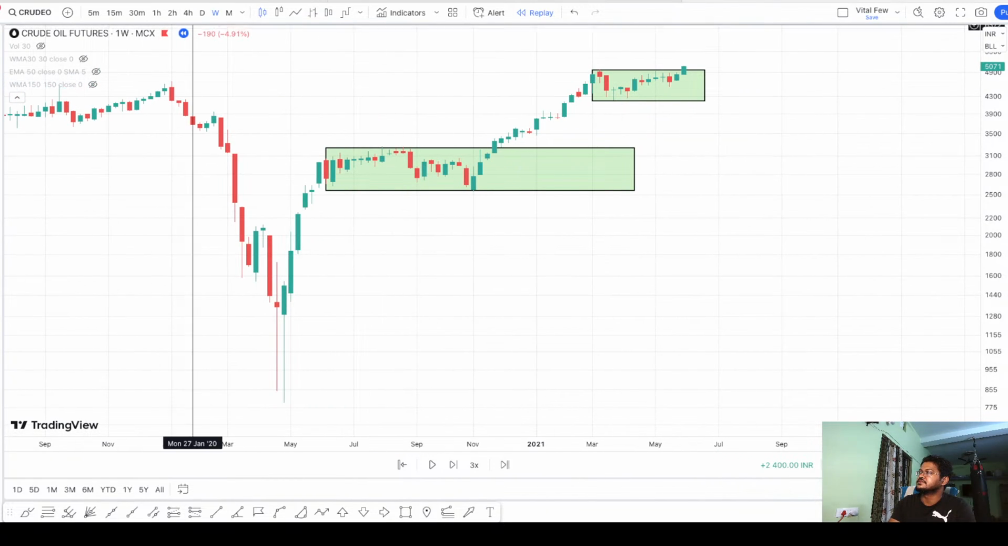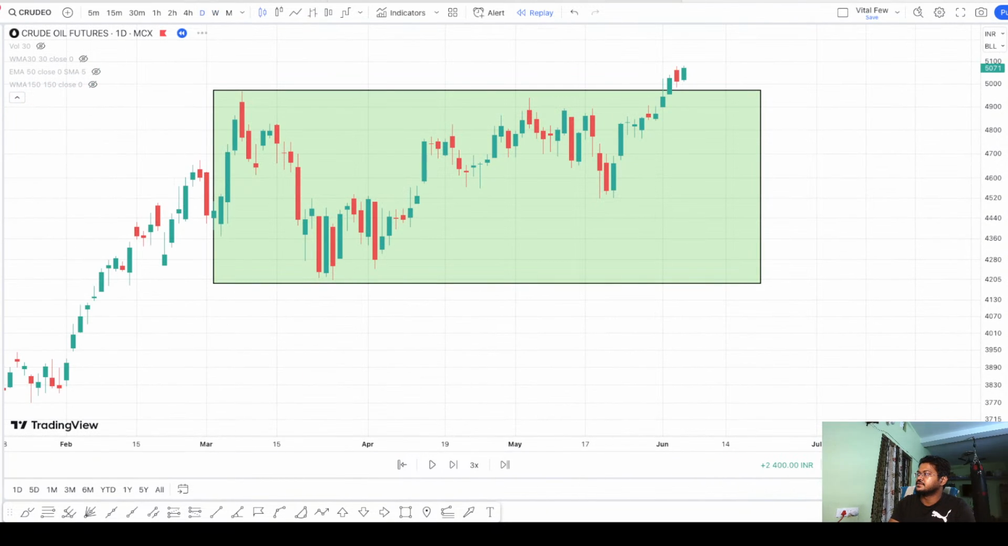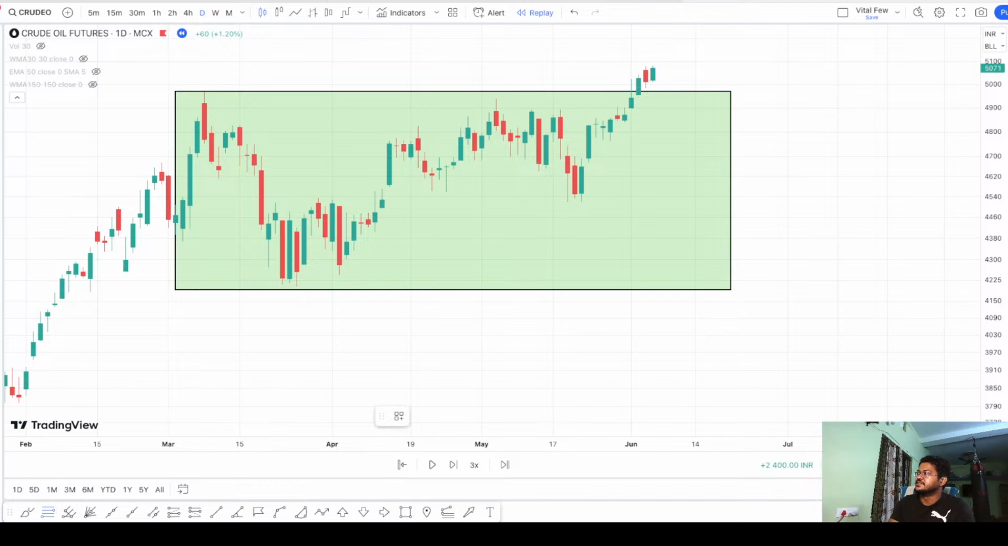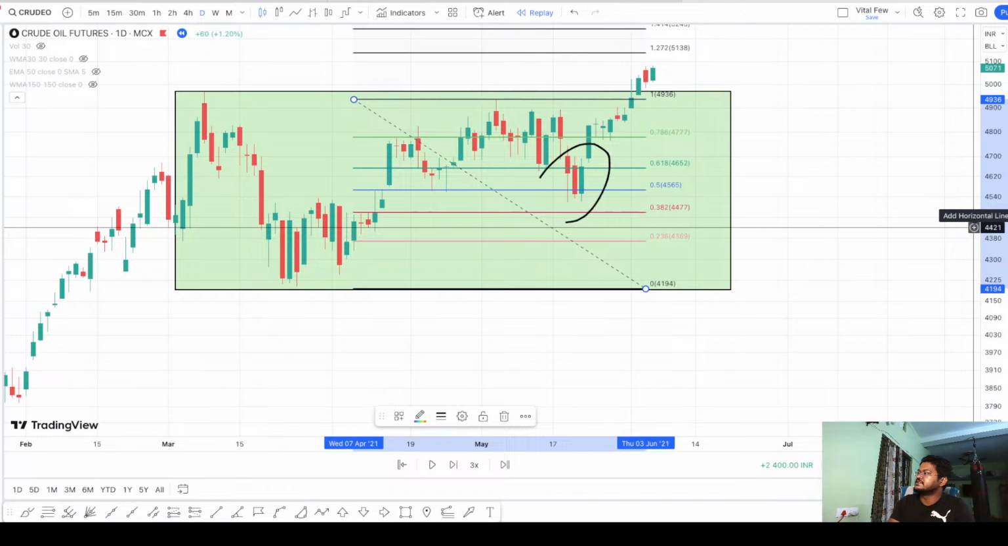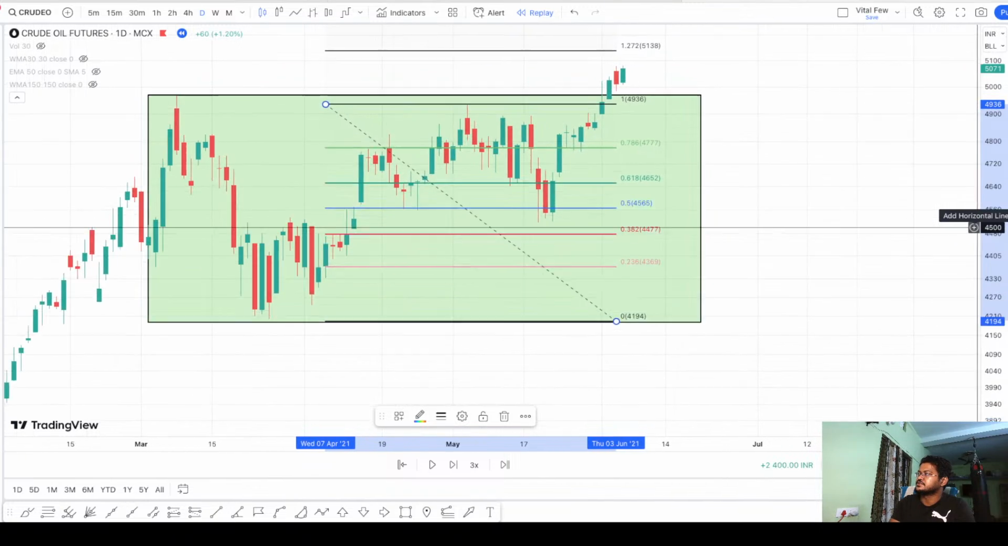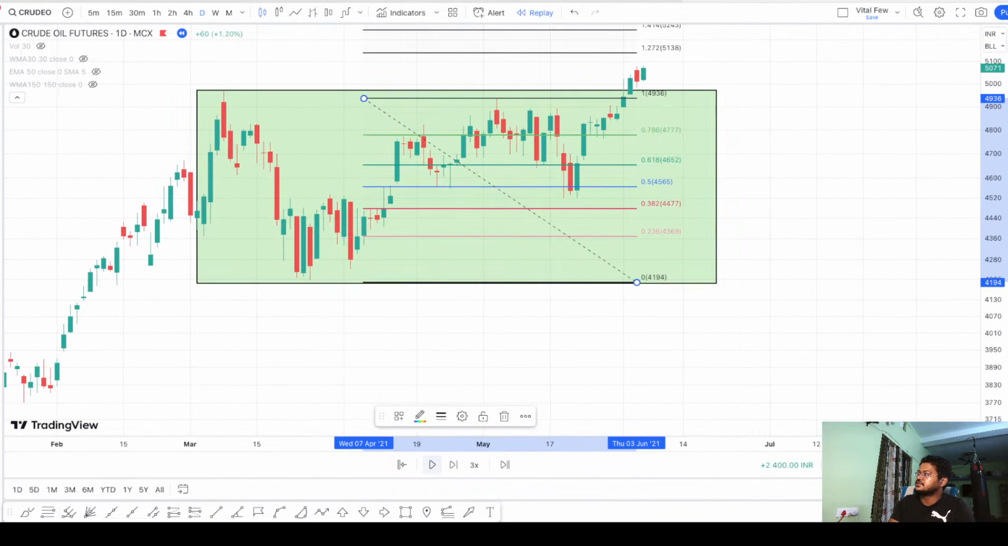Now what we'll do is use our fib retracement tool. You can see that the price was hitting this 0.5 level, and then it went up. So now we'll keep our target a little bit on the safer side. We'll take the 1.418 level and we'll exit if it touches the 0.382 level. Let's just start.